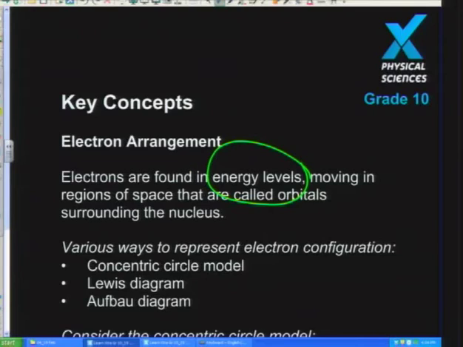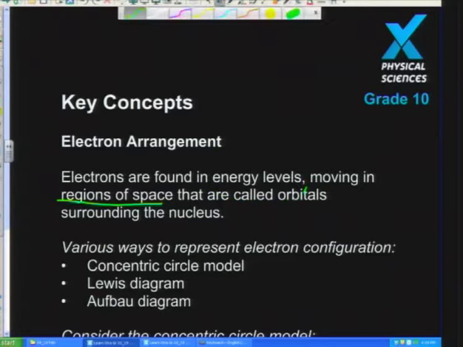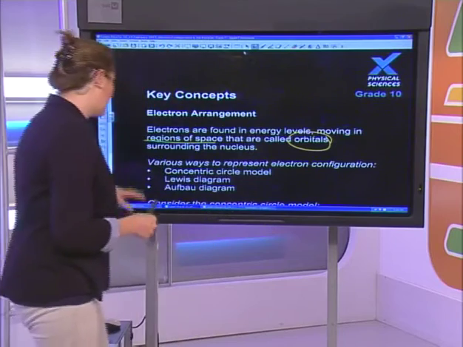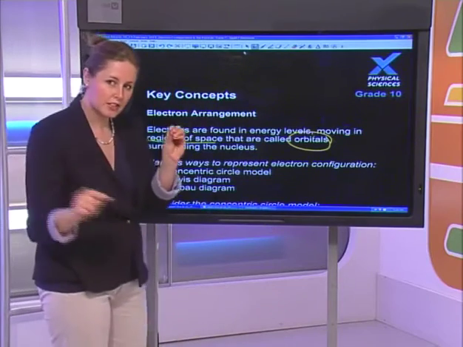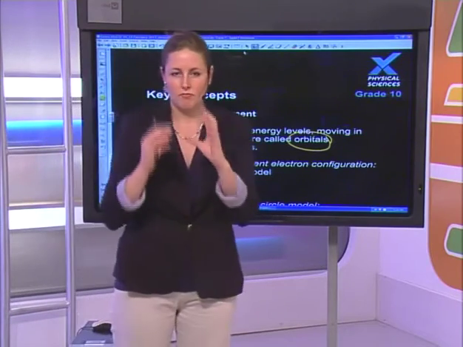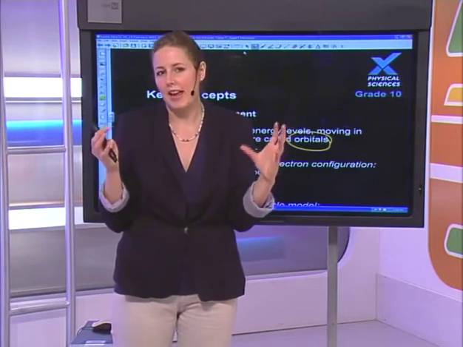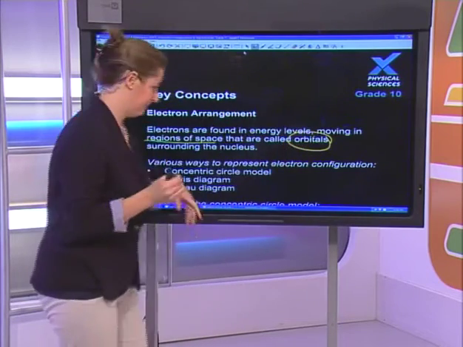They would be moving in regions of space that are called orbitals. Now let's just take this little bit away, so that you can note this very important word, orbitals. Orbitals are regions of space where an electron could be found. There's a higher probability of an electron being found there. They are not spherical rings or different shapes, but they are clouds, electron clouds where electrons could be found.